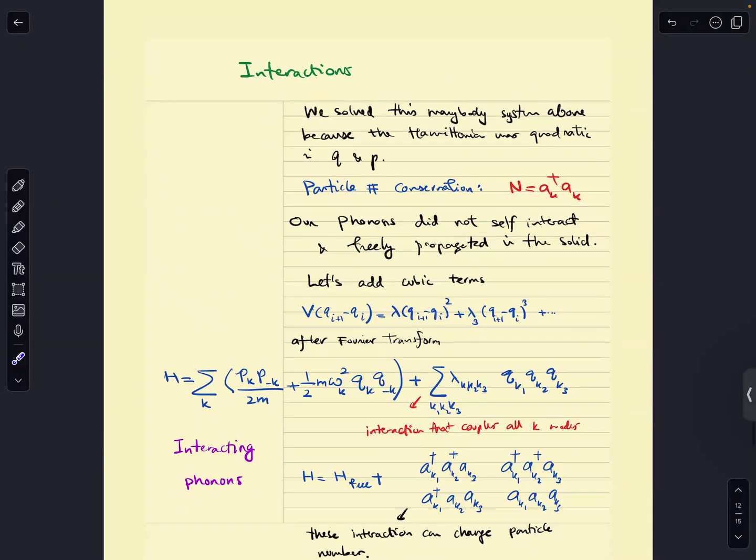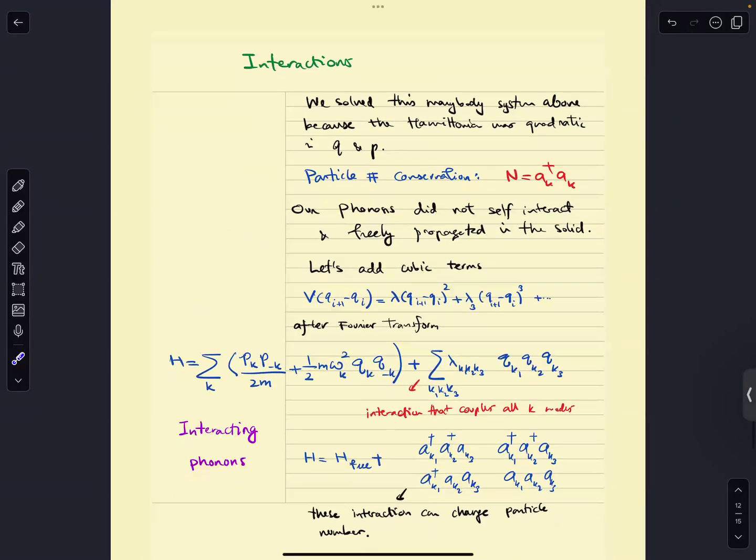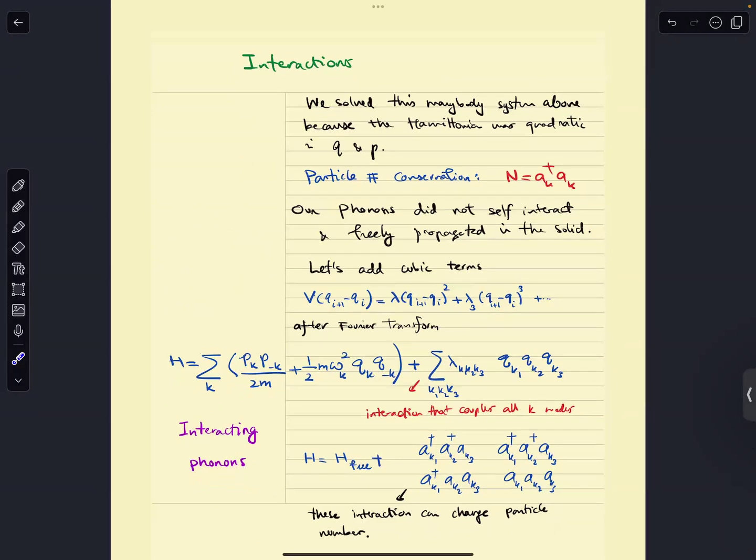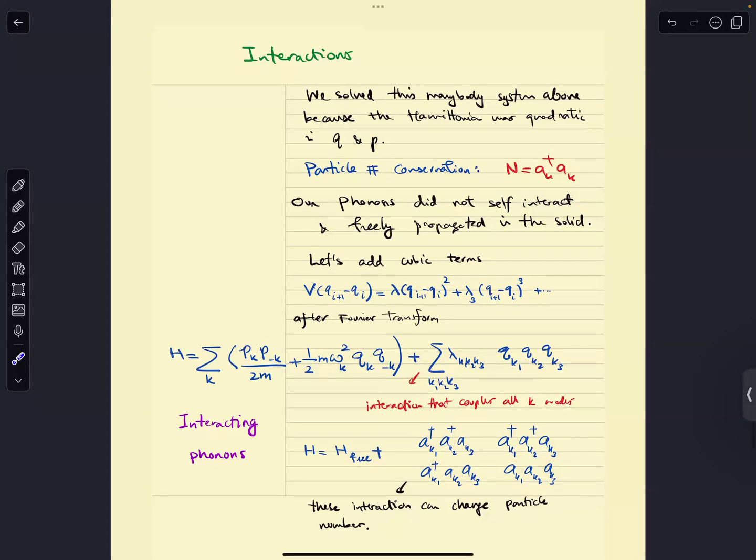All right. So next, we can discuss interactions. What we just solved was the quadratic equation, right? We expanded the potential. The linear term was 0. We kept only the second order term. The whole thing was Gaussian. We diagonalized that Hamiltonian classically by Fourier transform, and we solved it, right? Because it was quadratic.